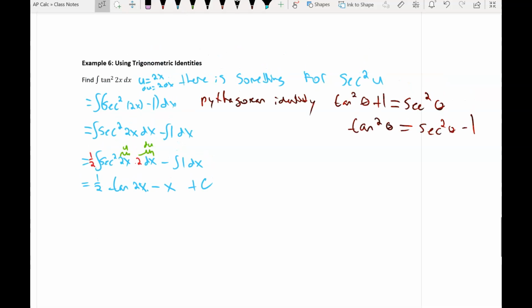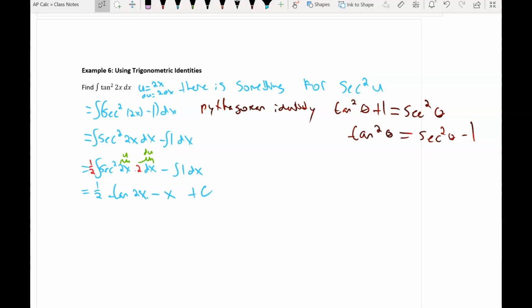Are there any like terms we can combine? No, that's as far as we can go on that one.